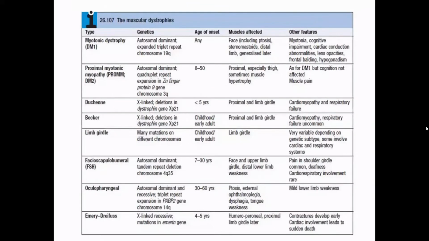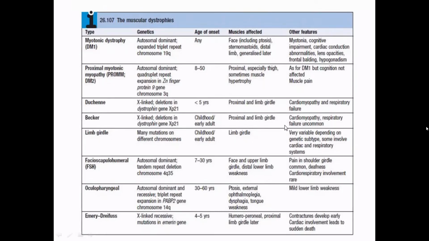These are the muscular dystrophies. There are many muscular dystrophies. These are only some of them. Myotonic dystrophy, proximal myotonic myopathy, Duchenne's muscular dystrophy, Becker's, limb-girdle, facioscapulohumeral, oculopharyngeal, Emery-Dreifuss. So these are the different muscular dystrophies. You should know these things. These are the features, muscles affected and other features. So you should go through this. We are not going into details of these muscular dystrophies.